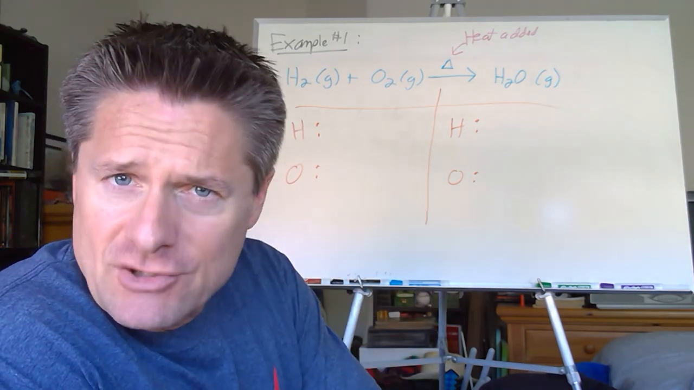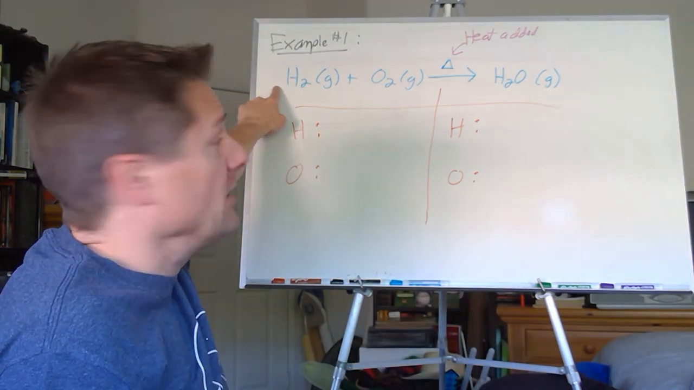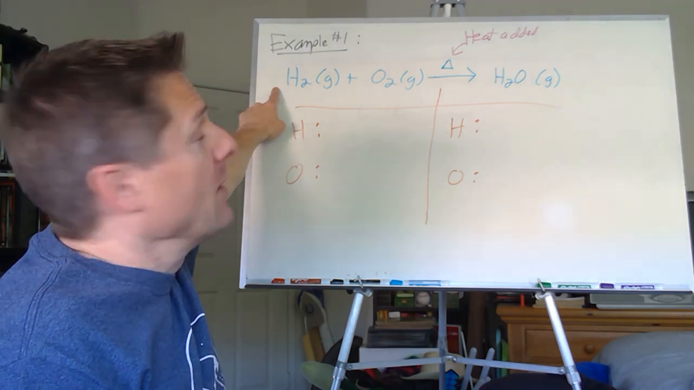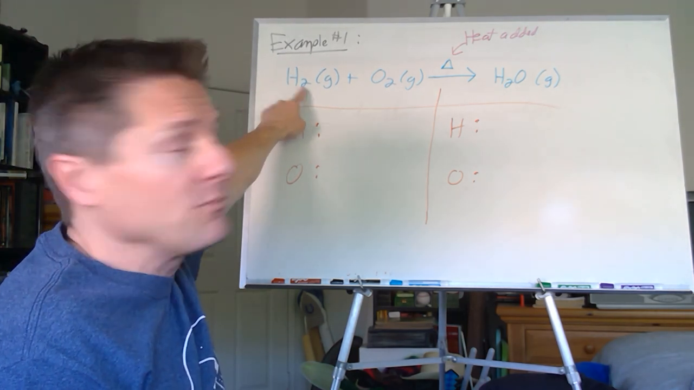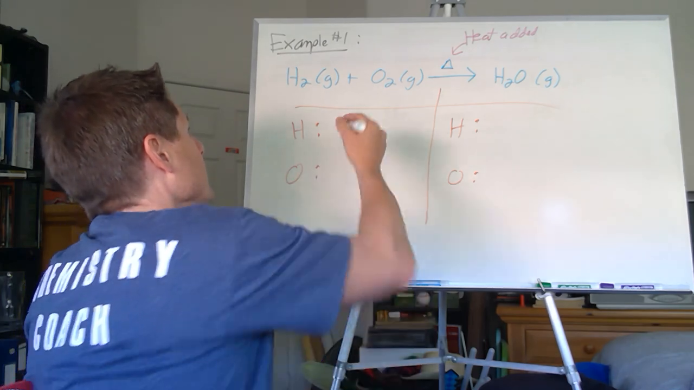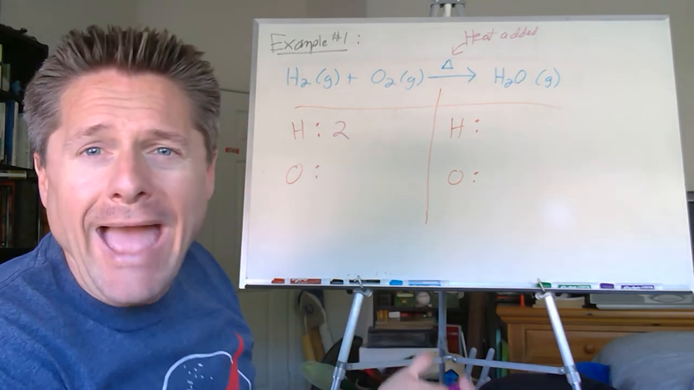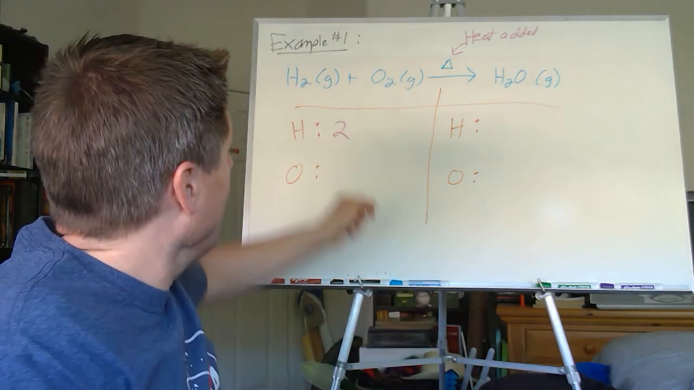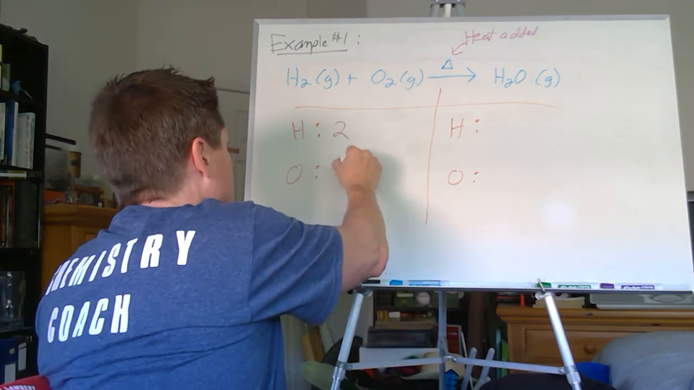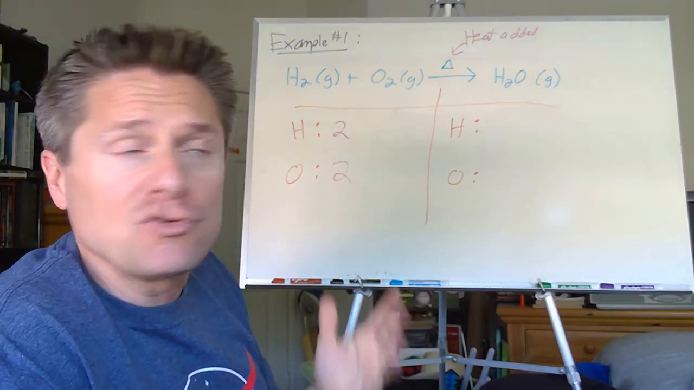What you do is you take the coefficient. Now, if there's no coefficient here, it's a 1. It's got to be a 1. Take the coefficient times the subscript. So 1 times 2 is 2. So we have 2 atoms of hydrogen on the reactant side. 1 times 2 is 2 atoms of hydrogen. That's what we're starting with, right?